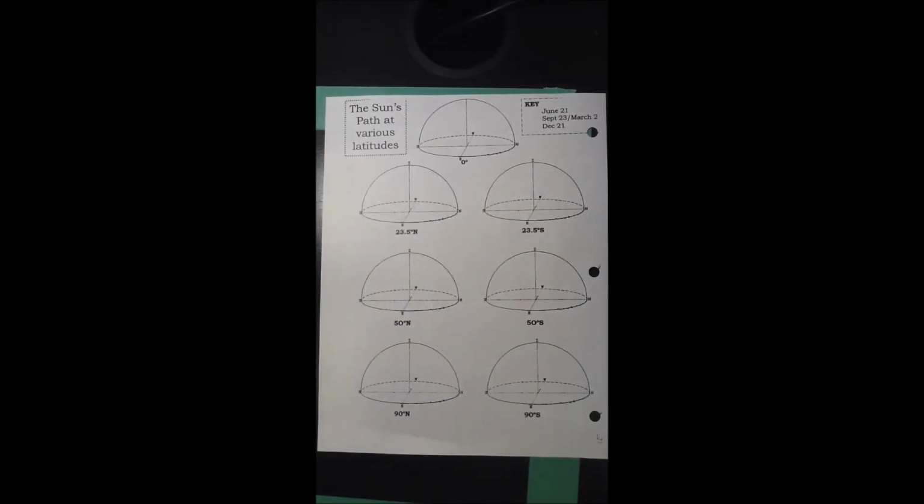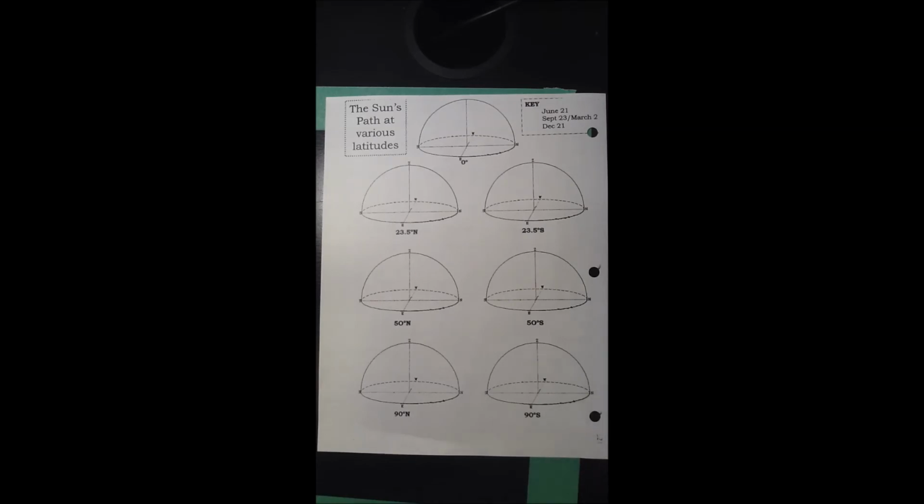Okay, this is Mr. Abbott, and I'm going to try to quickly go through drawing the path of the sun for 6 different locations. Now, it's asking to draw each of the seasonal paths. The first one is for 0 degrees, which is at the equator.